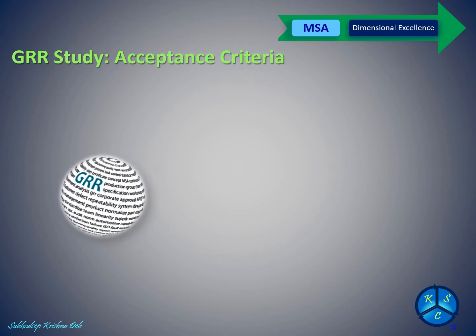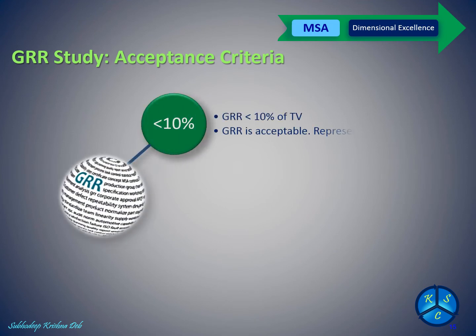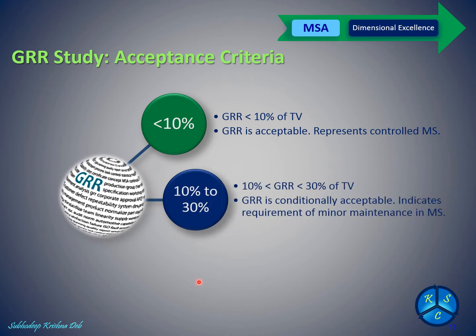Now GRR, we have calculated the percent. First of all, if the GRR percent is less than 10%, then the GRR is acceptable. It represents a controlled measurement system. MS is measurement system. So GRR should be less than 10% of the total variation, TV.